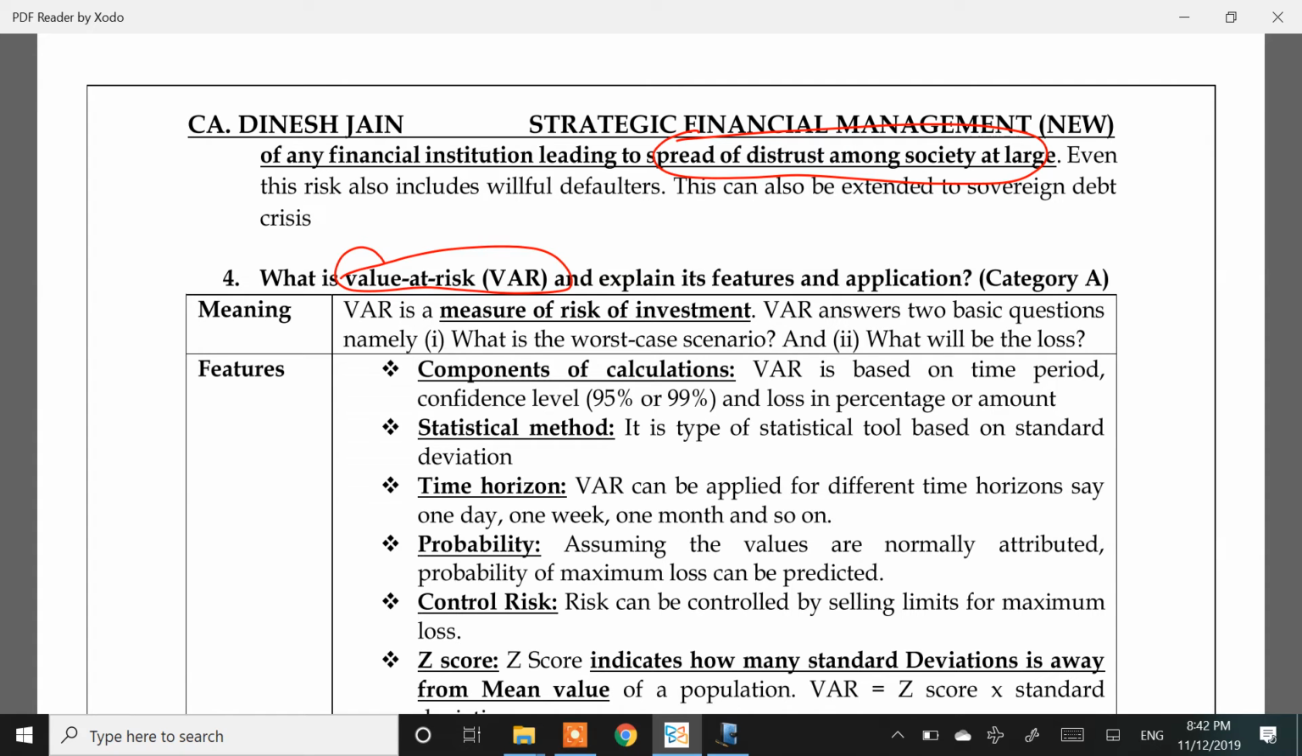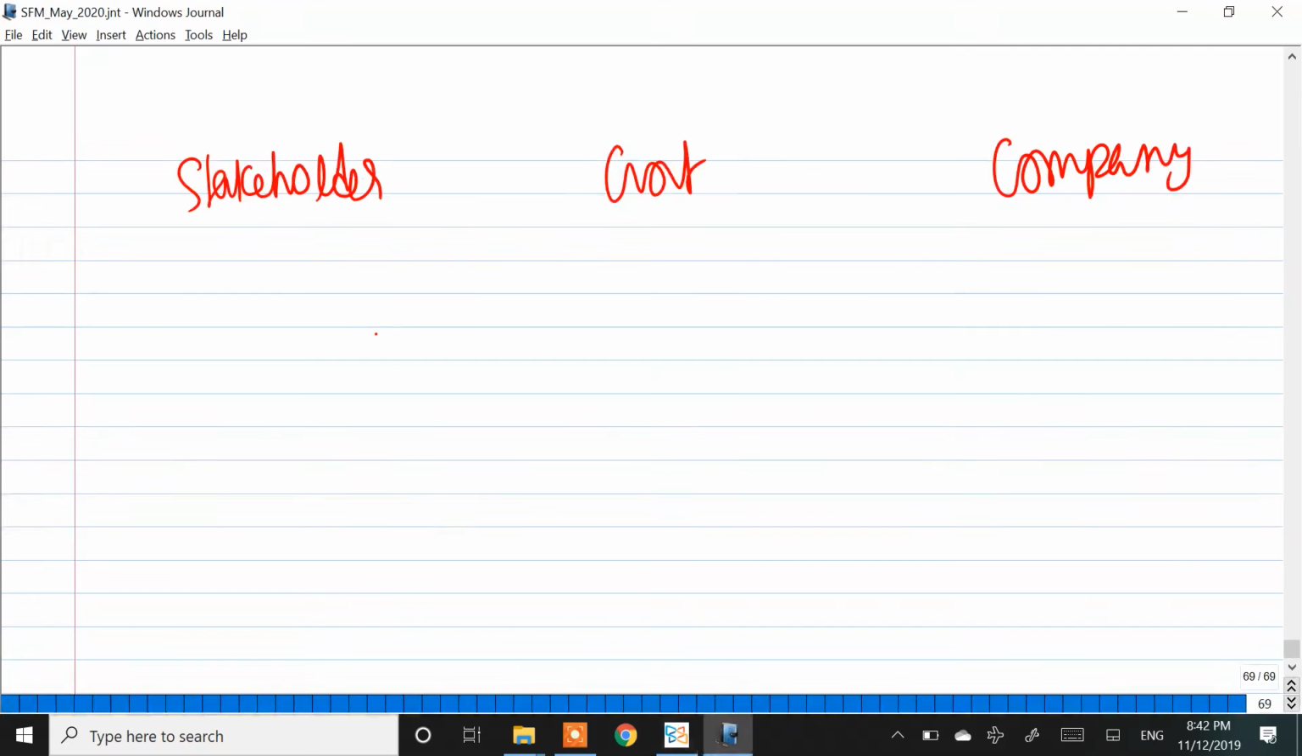Now, value at risk is basically trying to answer two basic questions. What is the worst case scenario, and what will be the loss for the company? So, I'll assume that the worst thing is going to happen, and once the worst thing happens, I will take into consideration what is the possible loss for the company.